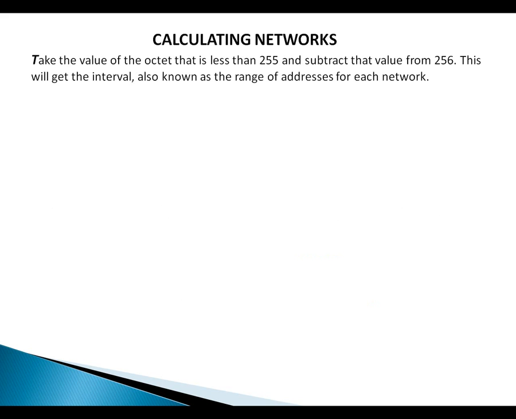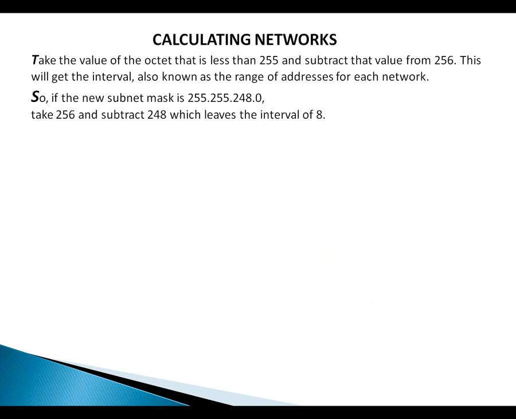You take the value of the octet that is less than 255, subtract that value from 256. This will get the interval, also known as the range of addresses, for each network. So if the new subnet mask is 255.255.248.0, you take 256, subtract 248, which leaves the interval of 8. This is the range of your IP addresses for each subnetwork.